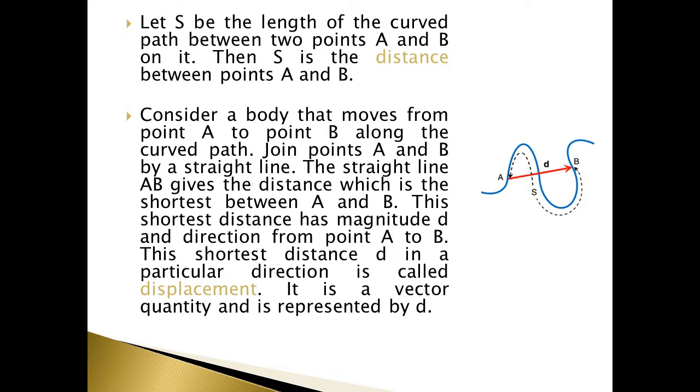Here in this picture you can see a red arrow which is showing the direction from point A to B, and it is the displacement from point A to B, and it is represented by small d. Displacement has some particular direction and it is a vector quantity, which is not present in distance. Distance doesn't have a particular direction and it is a scalar quantity.